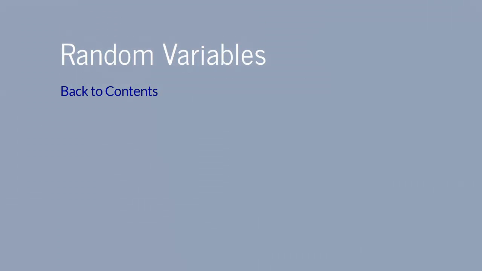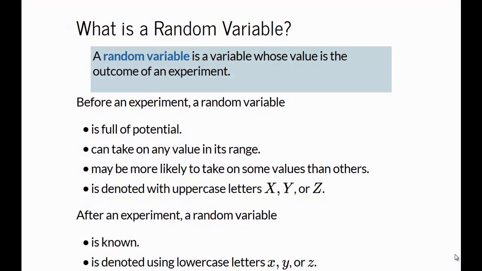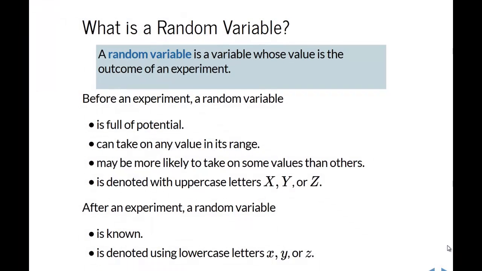Let's move on to random variables. This is often a difficult idea when first encountered. Don't let it be confusing. Very simply put, a random variable is a variable whose value is the outcome of an experiment. Okay, so you might be thinking that sounded confusing. So let me try to clarify.